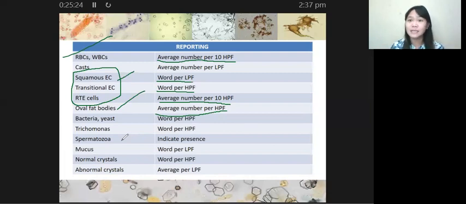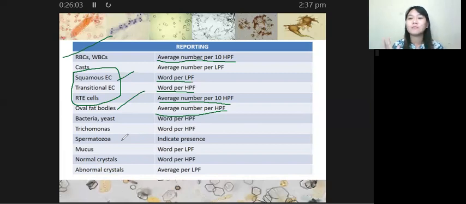Okay, casts. Significant ba ang casts? Yes, with the exception of your hyaline cast. And so, average number per LPF. Okay, RTE cells. Significant? Yes, average number per HPF. Oval fat bodies, significant? Yes, average number per HPF. Squamous epithelial cells, significant? No. Oh, word per LPF. Okay? Yan, normal crystals, significant normal nga eh. Okay? Word per HPF. Abnormal crystals, significant? Yes, abnormal nga eh. Average per LPF.